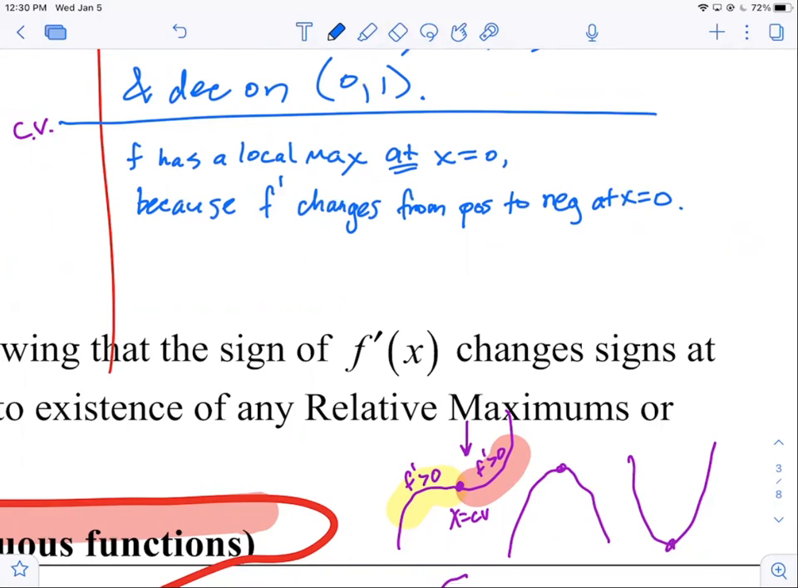So F has a local max at x equals 0. That's generally a check for identifying it. But this is your justification right here. Because F prime changes from positive to negative, and then say it again at x equals 0. If you want to use a pronoun judiciously there, you could say at this point, but you must refer back to it. It's easier just to write at x equals 0 again, right? It's fewer keystrokes with your hand.